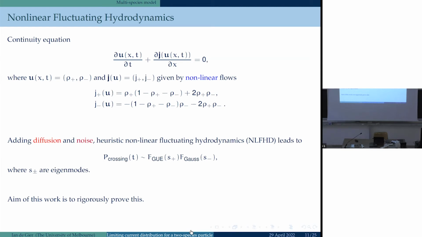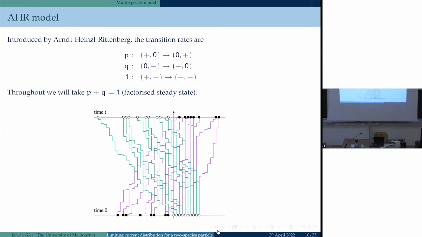to a prediction that the crossing probability, when you have the two families and they cross, on the picture that I showed before, is given by a product of a GOE distribution and a Gaussian distribution, where S plus and S minus, the arguments of these distributions, are some eigenmodes of this two-component system. And the aim of the work that we've done is to actually rigorously prove that this approach works. So this is really very hand-waving. It's the probability that after time t, the two families have completely crossed. Yeah, and then you want to sit close to when it has just happened to see the fluctuations.